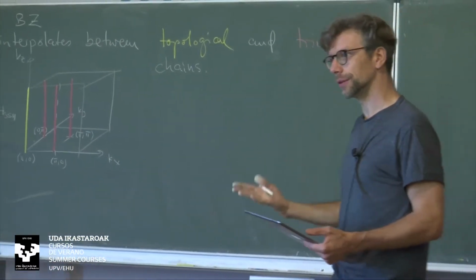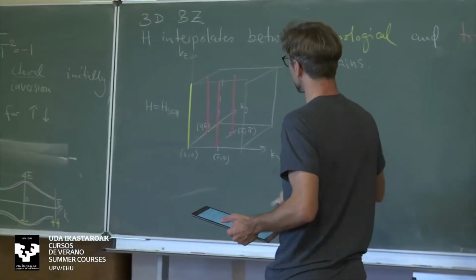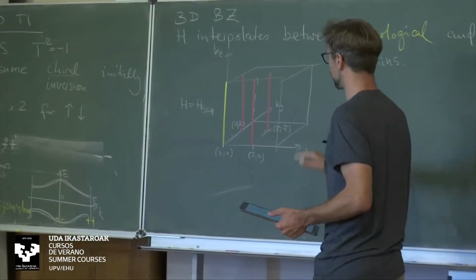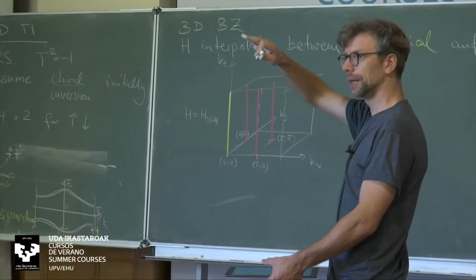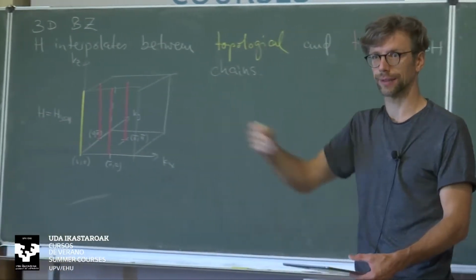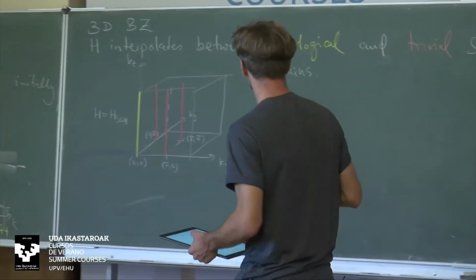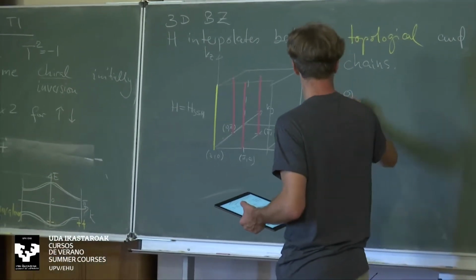And now we just want to think about the bulk boundary correspondence, and the easiest thing for such a system is to look at the surface. So we want to now look at this 3D system with periodic boundary conditions in the x and y direction, but open boundary conditions in the z direction.